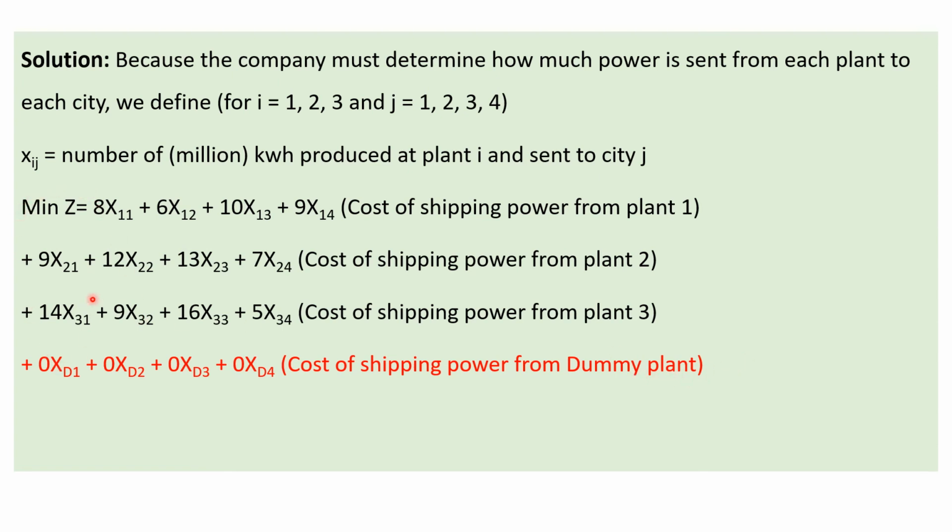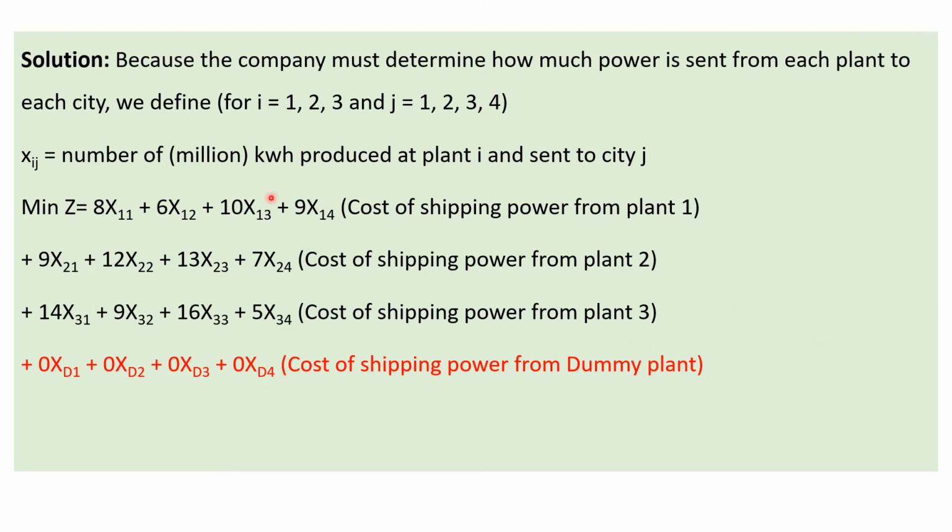So this is the objective function, that is minimization of z equals 8x11 plus 6x12 plus 10x13 plus 9x14 plus 9x21 plus 12x22 plus 13x23 plus 7x24 plus 14x31 plus 9x32 plus 16x33 plus 5x34 plus 0xd1 plus 0xd2 plus 0xd3 plus 0xd4. As we said before, the first subscript represents the plant and the second subscript represents the cities.